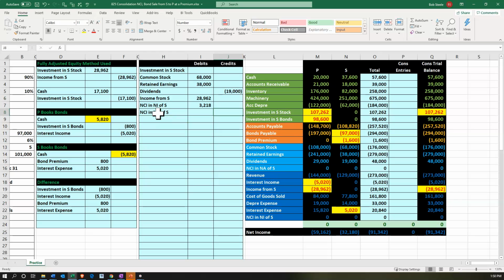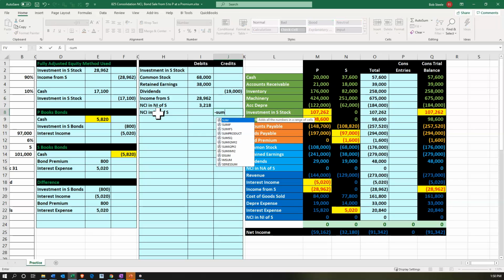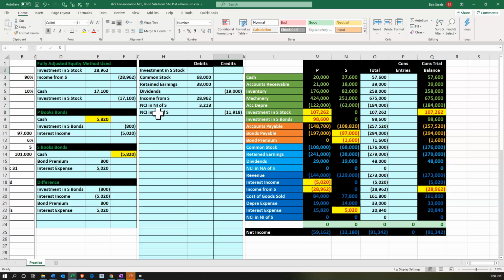So let's do this one first. It's going to be a credit here, negative sum. Let's pick up the assets minus the liabilities. We can pick that up and say, all right, times, I'll take the 10%, the non-controlling interest. And up here, same thing, negative sum of these items. We're going to go ahead and close that up and multiply that times the controlling interest, or 90%.